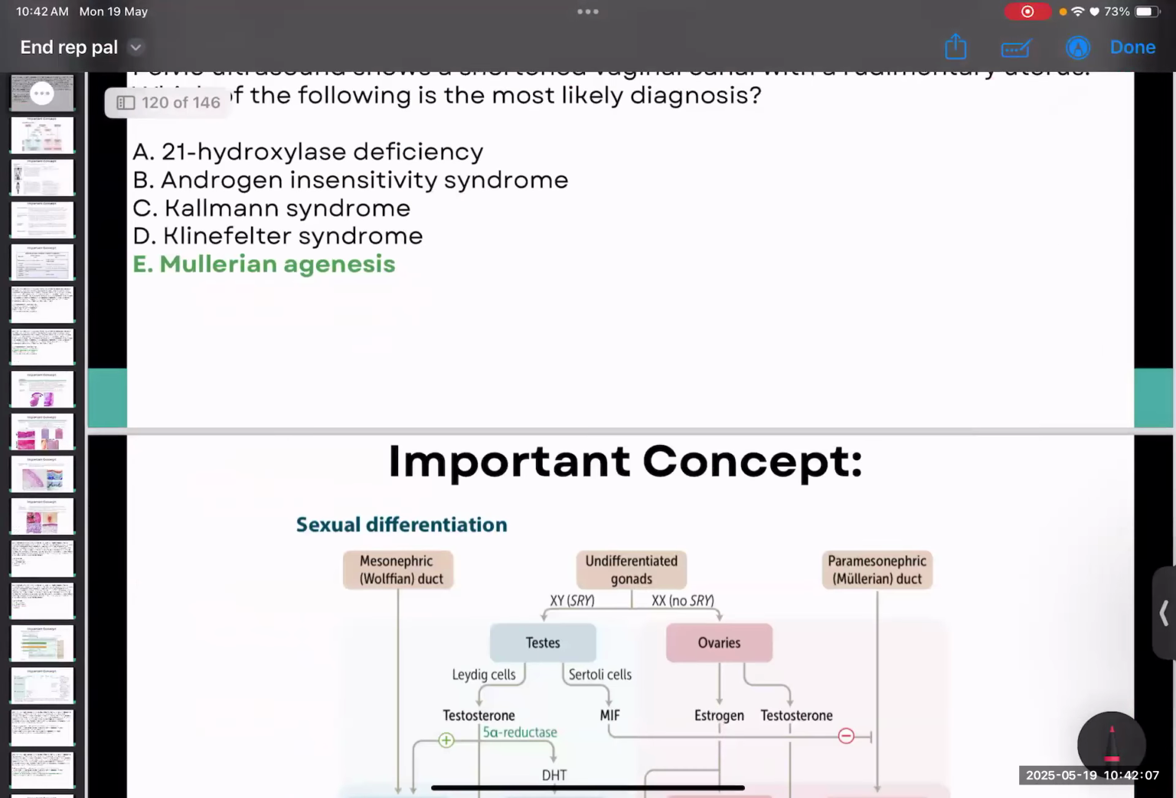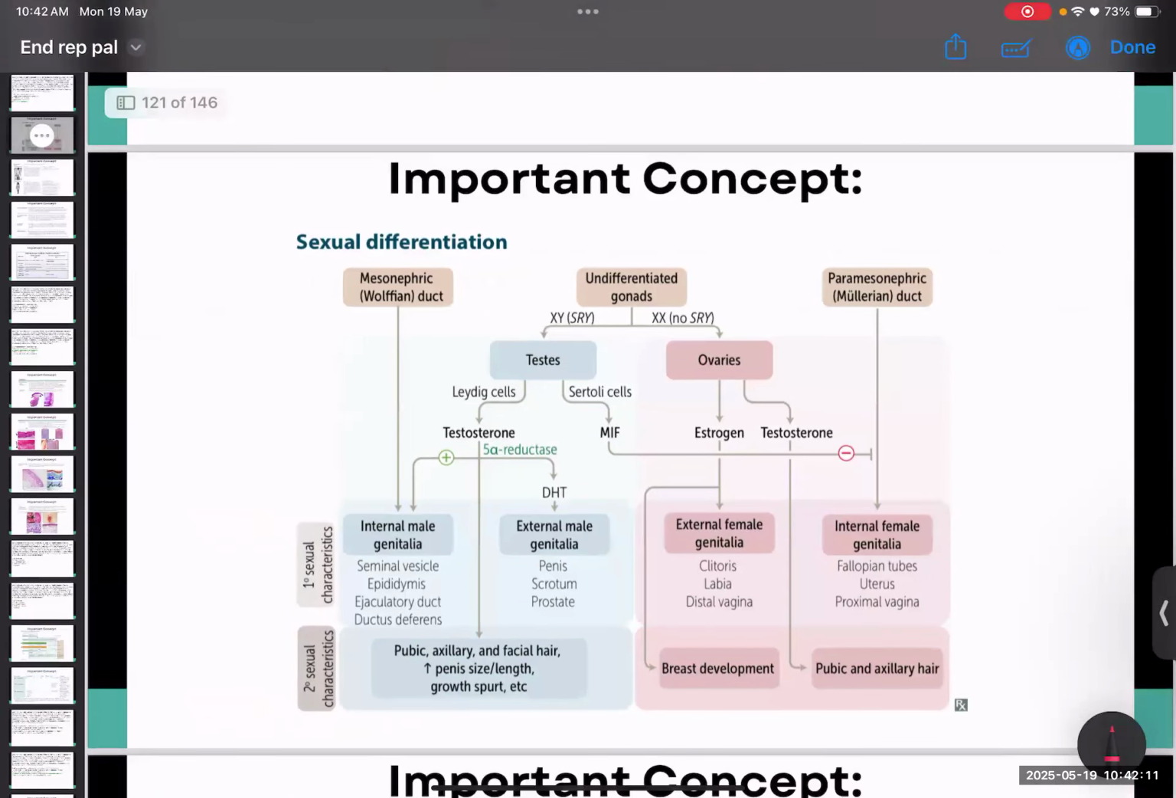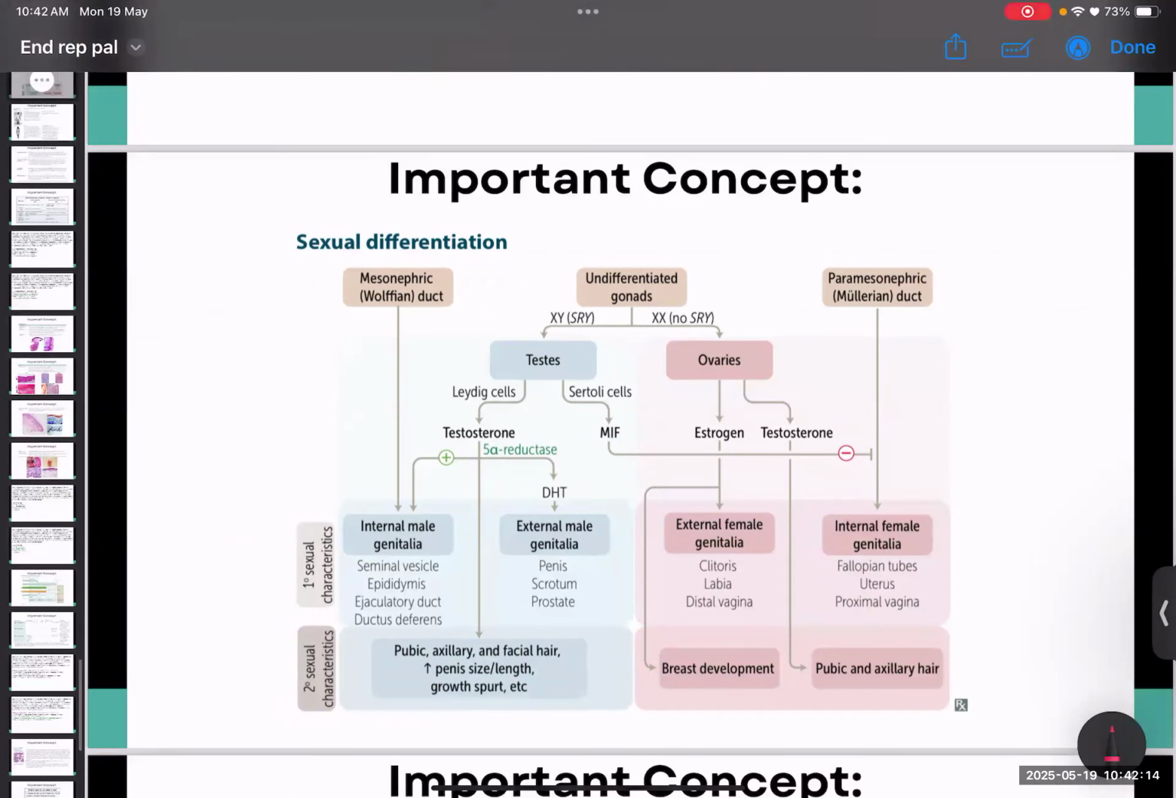And just to understand pathologies of this sort, you want to basically see the functions of each hormone and how they act on the internal and external genitalia. So when you have an XY gene, you're obviously going to develop testes, and these testes have the Leydig cells and the Sertoli cells. When you have XX, you're going to develop ovaries, obviously, and you have estrogen production and testosterone production from the theca interna cells.